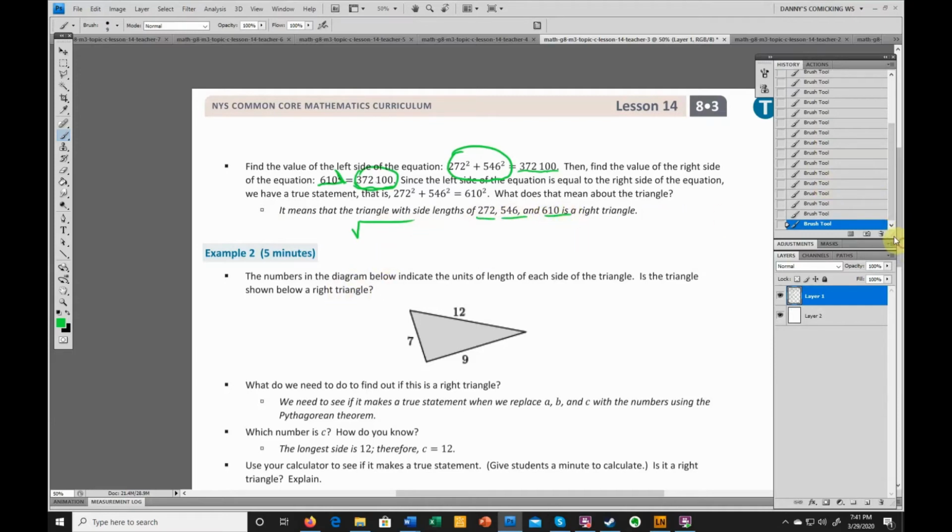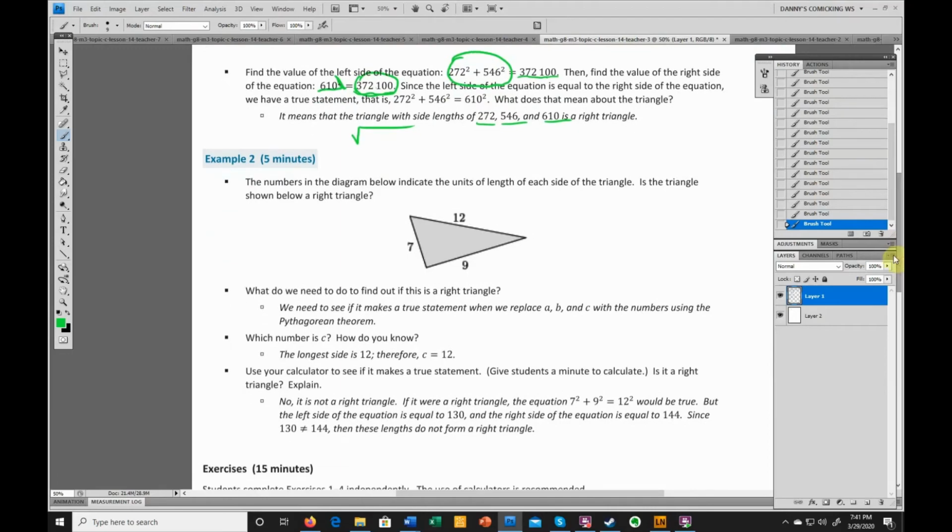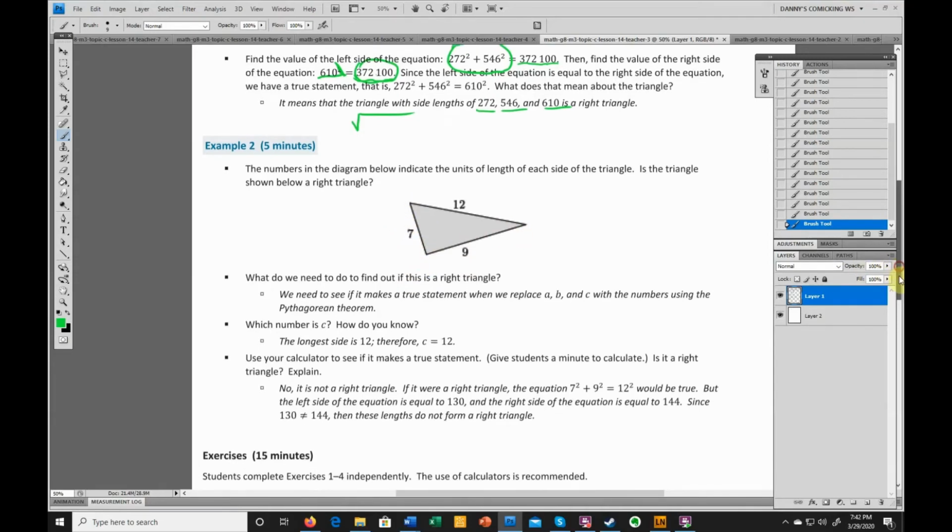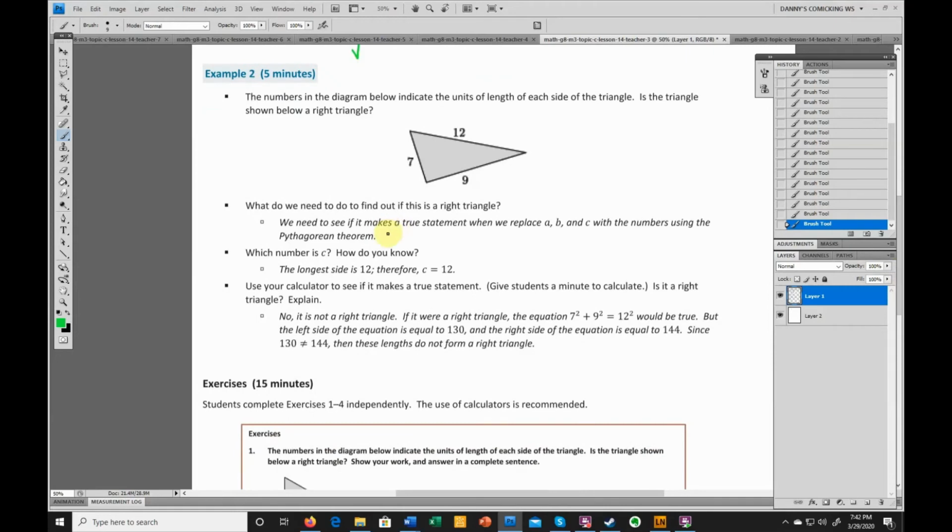Okay. Example 2, we're moving right along. The numbers in the diagram below indicate the units of length of each side of the triangle. Is the triangle below a right triangle? Well, it's not drawn like one, but it might just be tilted. It could be a right triangle. We don't know. What do we need to do to find out if this is a right triangle?